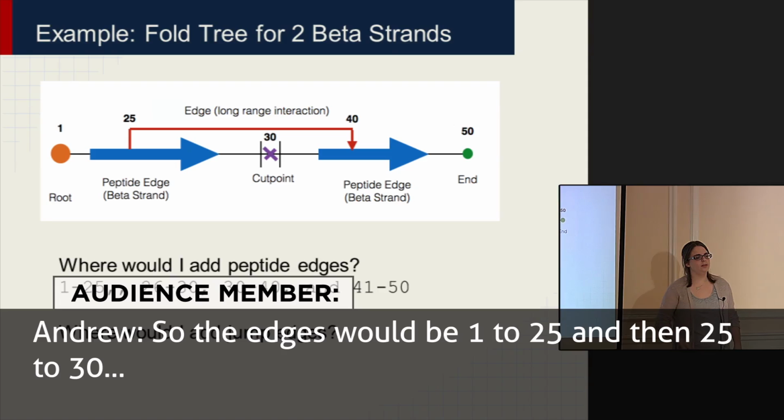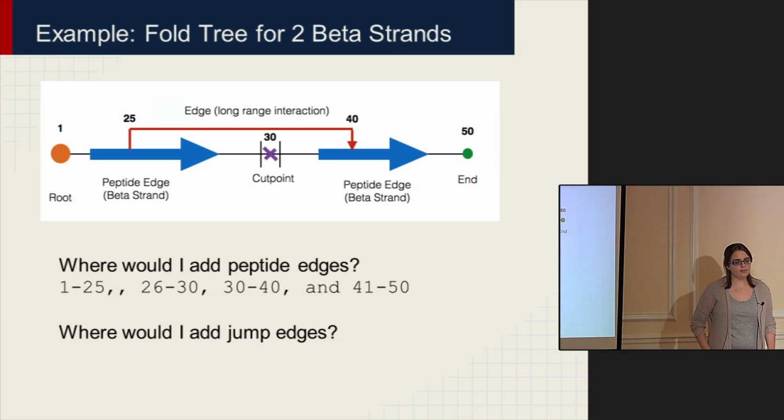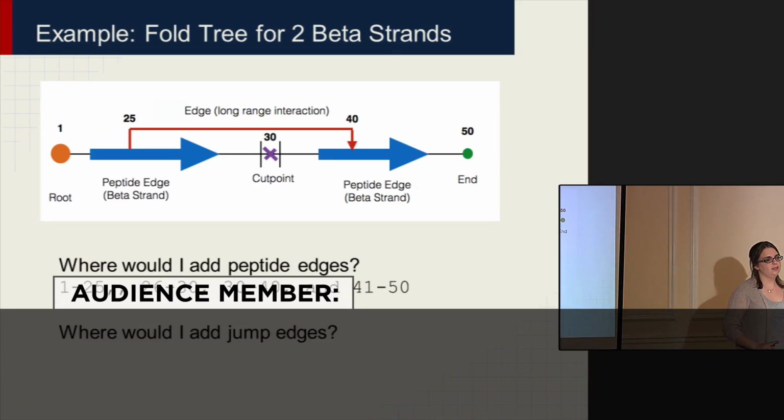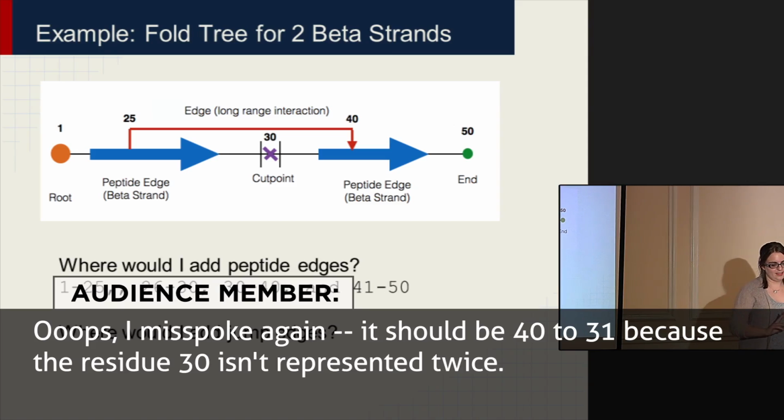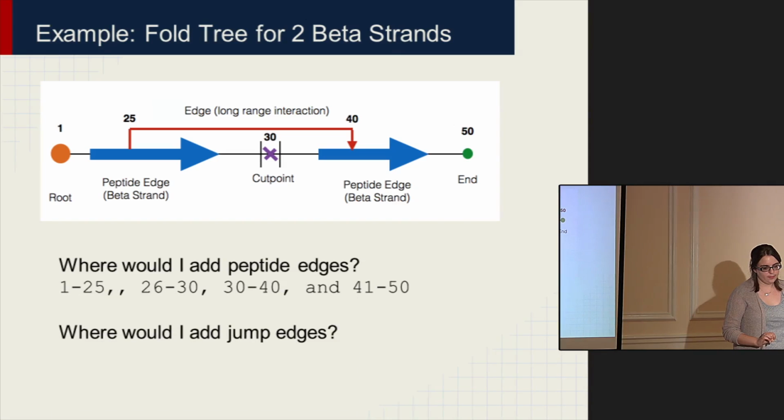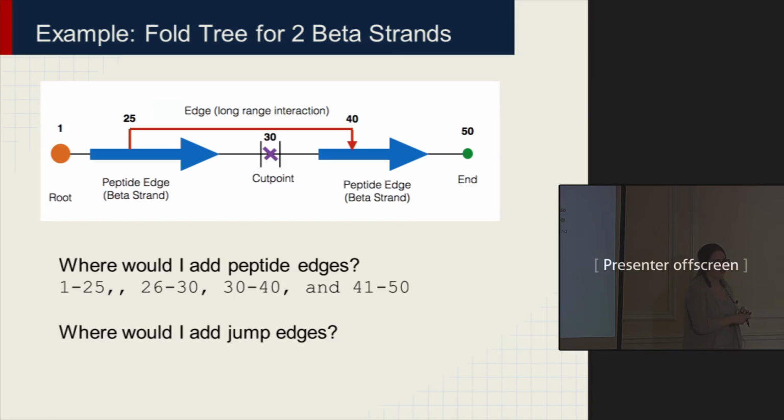Andrew? So the peptide would be from 1 to 25, and then from 25 to 30. Not 26 to 30. And then similarly, it would be, say, 40 to 30, and then 40 to 50. Right. Okay. Yeah. So those should be flipped. I misspoke again. 40 to 31. So that there's a gap now between residues 30 and 31. Right. So yeah, the edges that you would want are 1 to 25, 25 to 30.